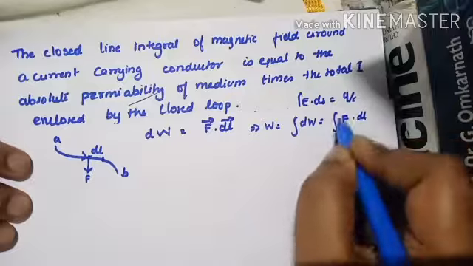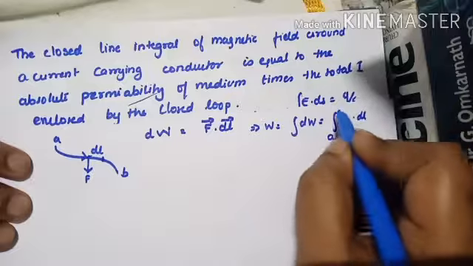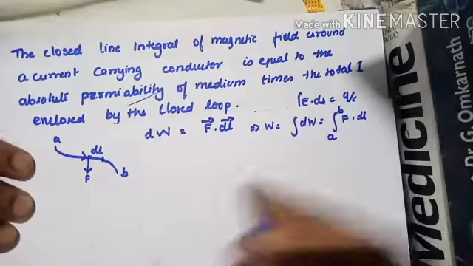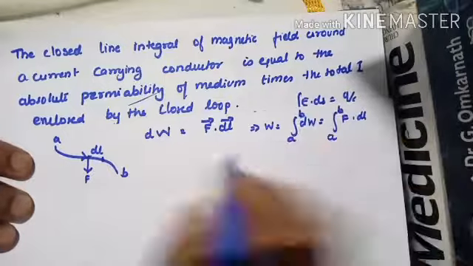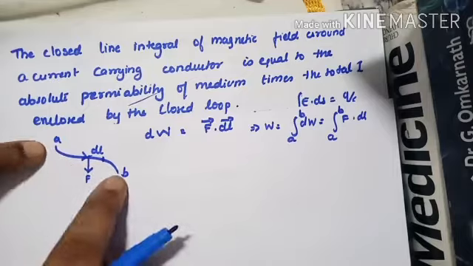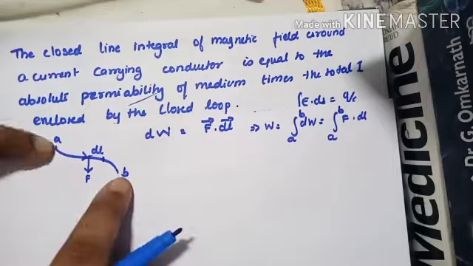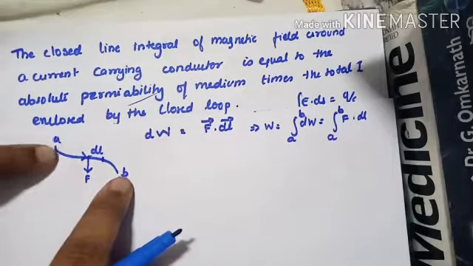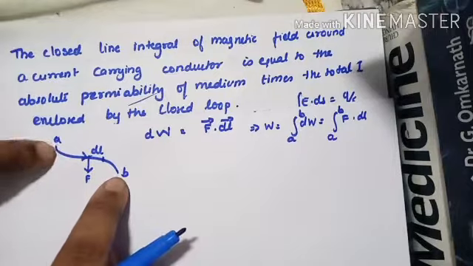Only integral, or should I write the limits? Yes, I have to write from A to B, right? I have to integrate for our total work done from A to B, right? That means there is a limit here. It's an open line integral. I am taking an open condition.